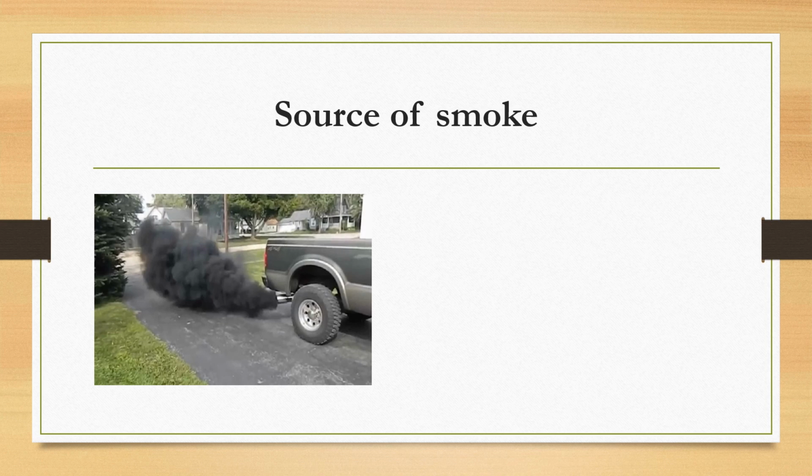Another source of smoke is illustrated in this picture. Identify the source. Smoke is sometimes released from exhaust pipes of vehicles. This occurs when there is incomplete combustion of the fuel due to an inadequate air supply or faulty engine.